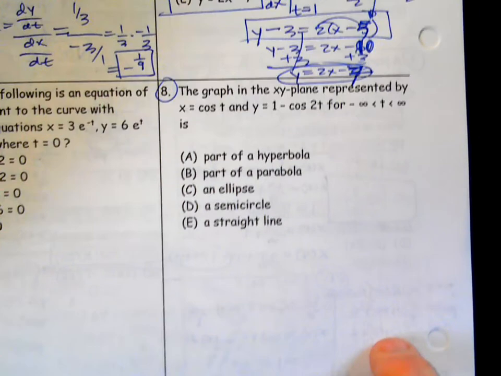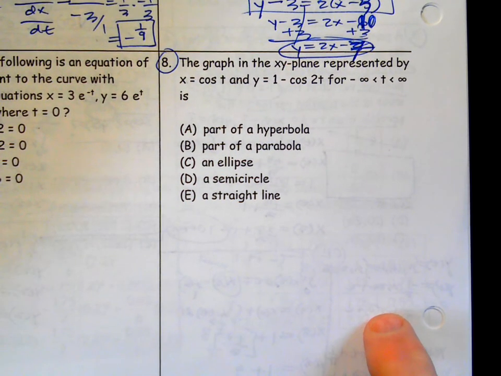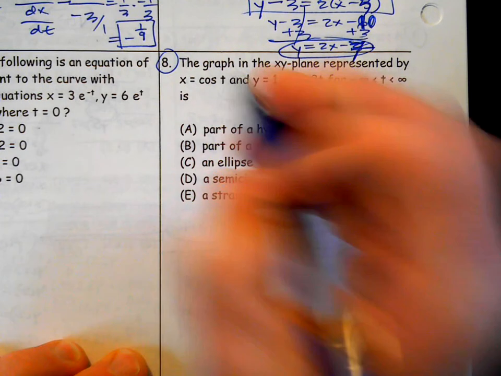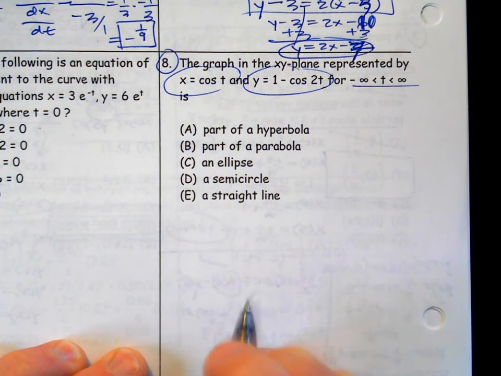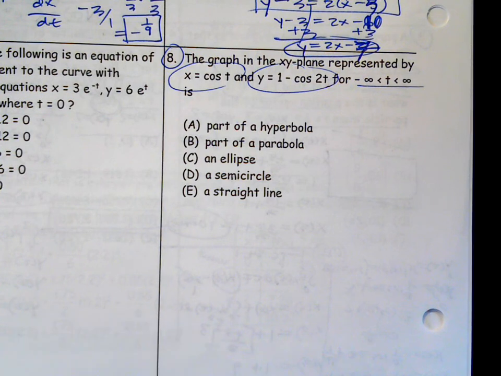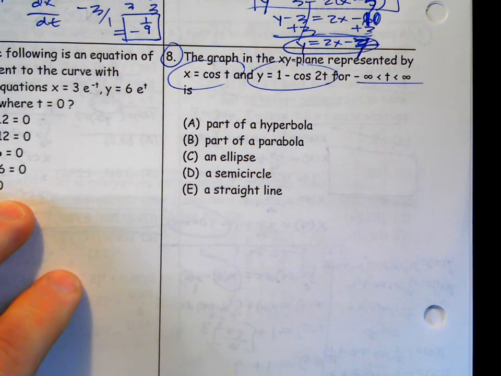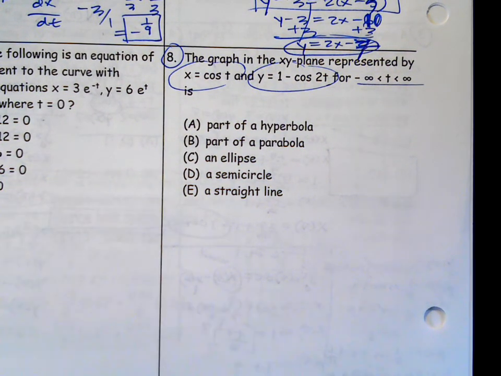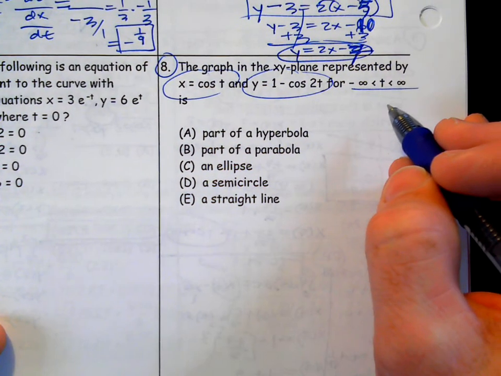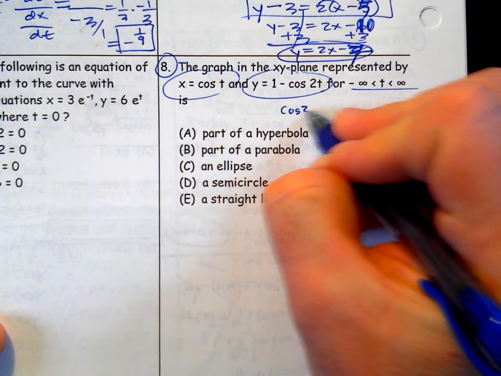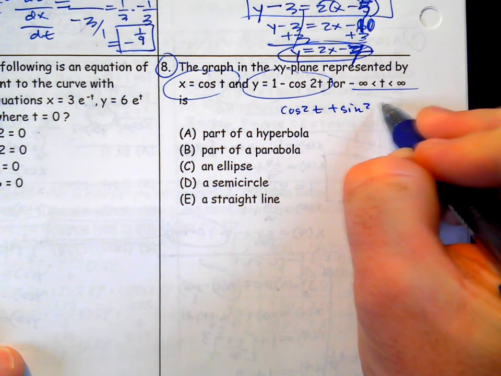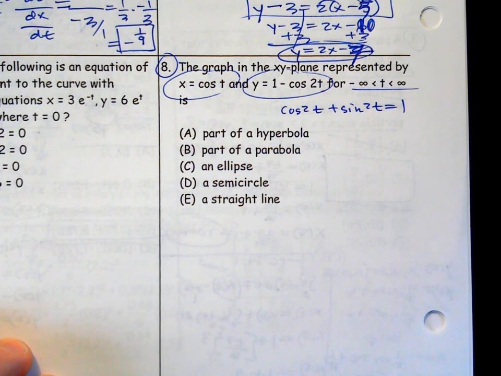All right, I'm skipping 7. You're going to do 7 later. Number 8, the graph in the xy plane represented by x. So again, position is part of what kind of shape. I don't know if you guys remember these. We did some of these. A lot of parametric functions will create conic sections, hyperbolas, parabolas, ellipses, halves of circles, straight lines. And the idea was to use the Pythagorean trig identity that said cosine squared plus sine squared equals 1. So then you're like, okay.